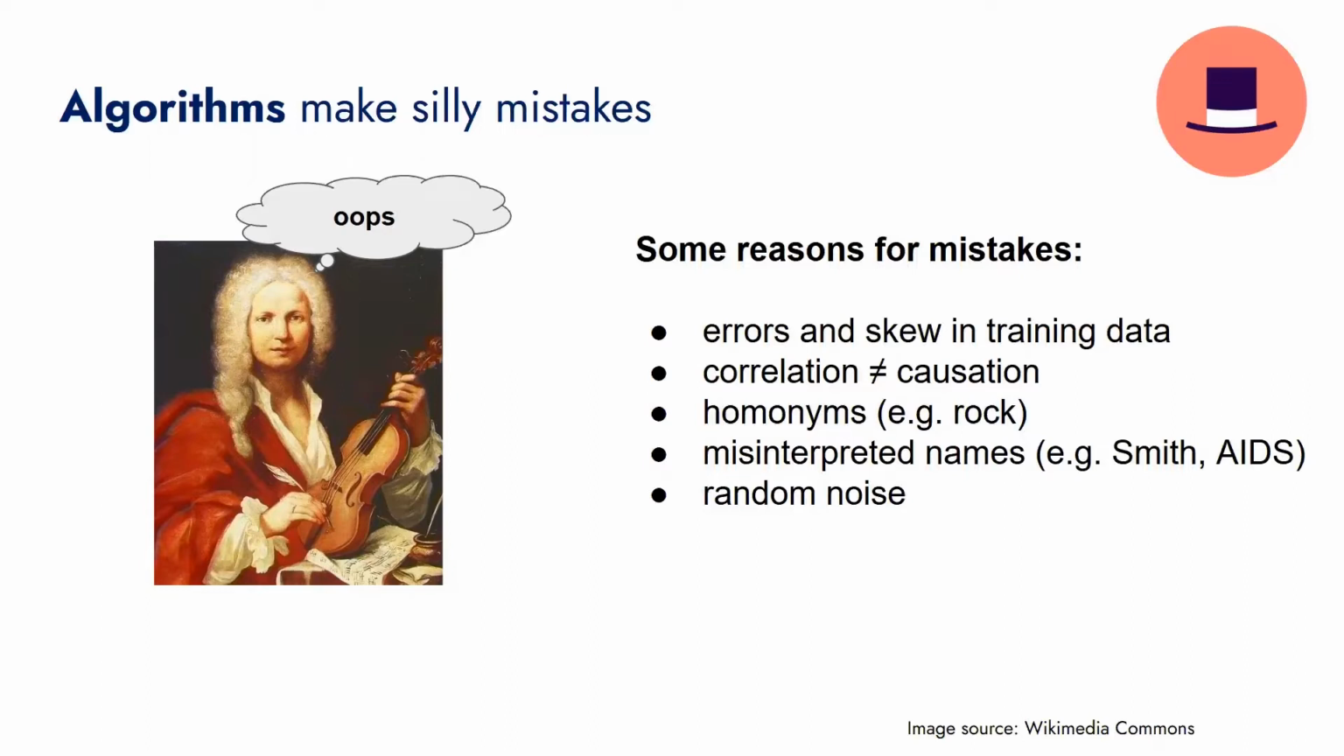It could also be the case that the concept is often assigned when there is a set of specific words present in the input. However, this assignment may not always be correct. You also have to consider homonyms. Rock could either be a stone or a style of music. Same goes for names, where Smith could also be a profession. Finally, random noise may impact the predictions.